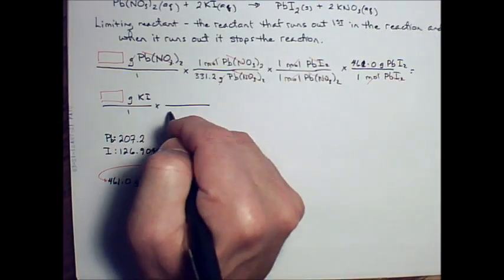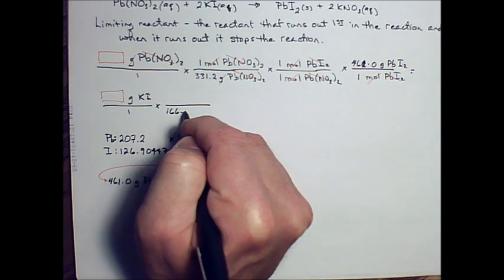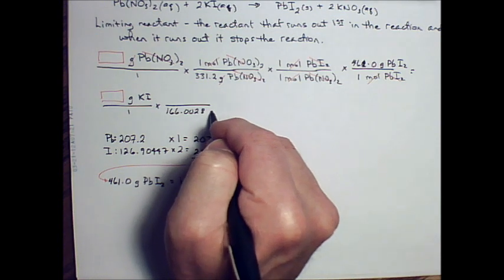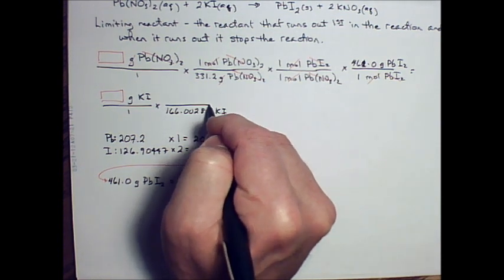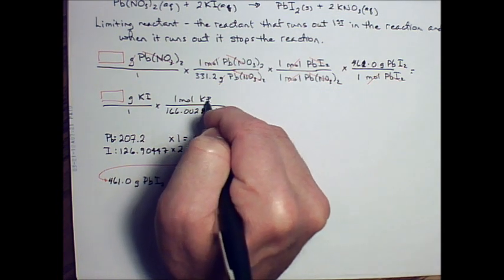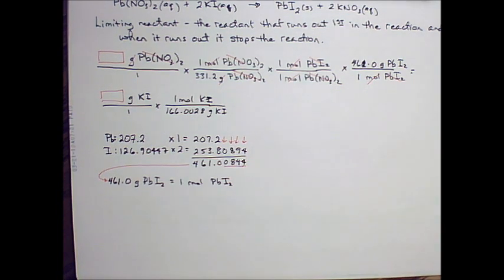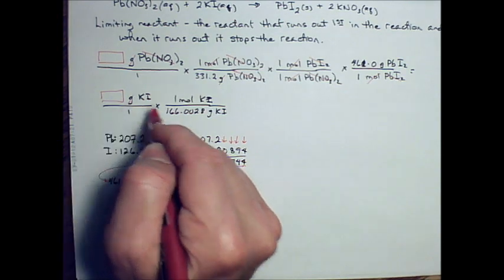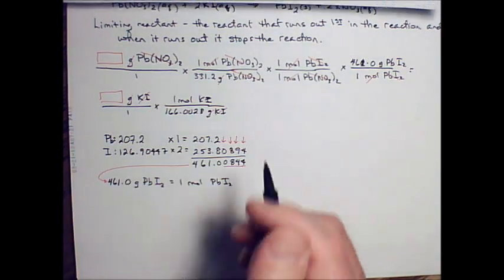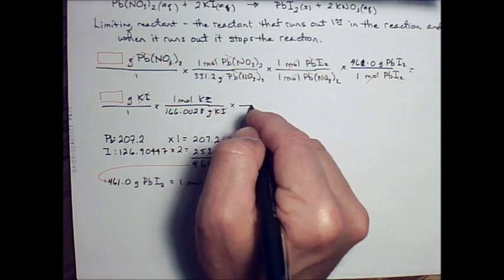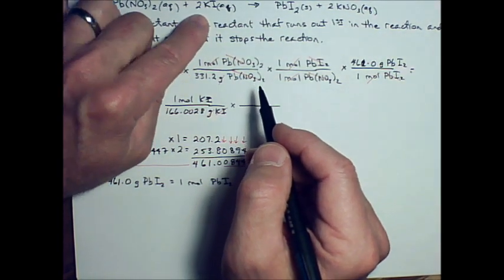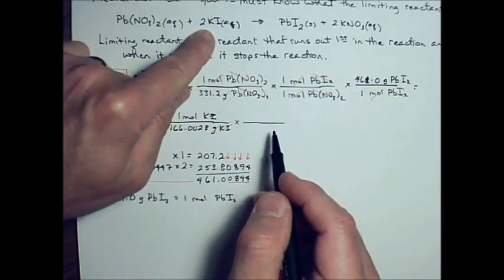All right, so potassium iodide, we calculated its molar mass yesterday, and we have 166.0028 grams of potassium iodide, and we put 1 mole of potassium iodide here from the equality statement you were supposed to write. Cancel the units and species. Then you need a molar ratio. So we're going to start with the 2 moles of potassium iodide.